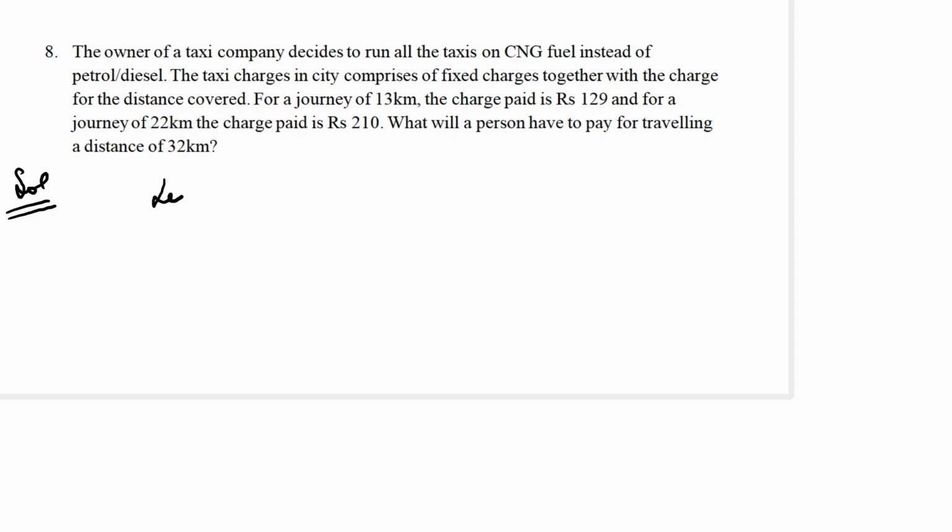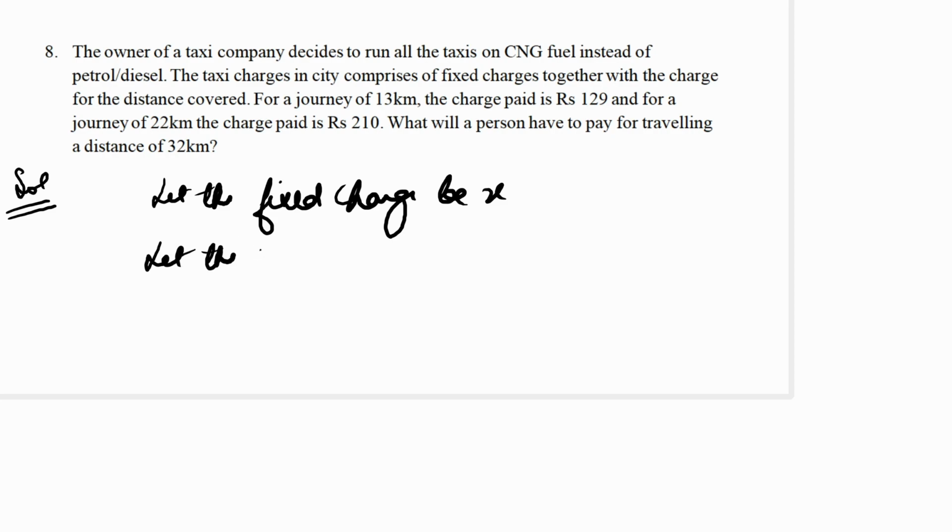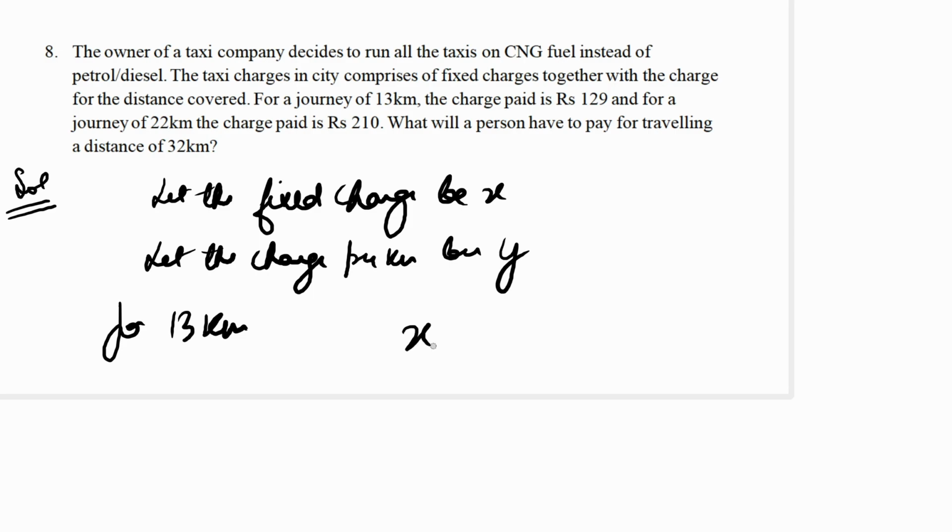So let's say the fixed charge be x and let the charge per kilometer be y. So what can we say? Taxi charges in a city comprise a fixed charge. For 13 kilometers, the fixed charge is x only, and per kilometer the charge will be 13 into y, and this is how much? 129. This is the first case.